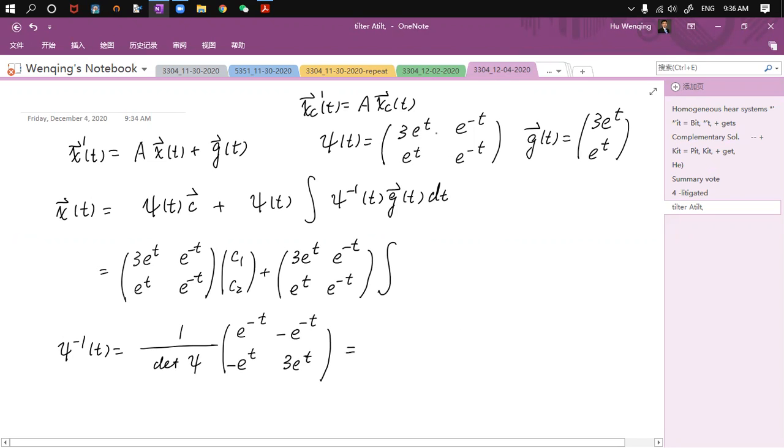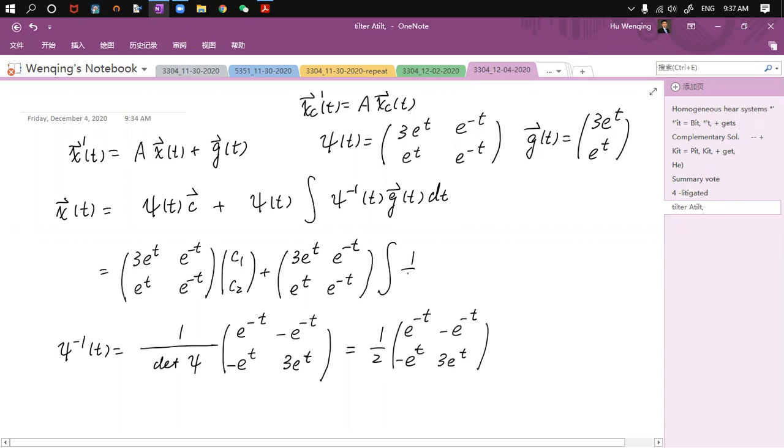So what is the determinant? Well, 3 e power minus t times e power t is 3, minus 1, so that's 2. Therefore, the factor is 1 over 2, times e power minus t, minus e power minus t, and minus e power t, and then 3 times e power t. So that's going to be the case.